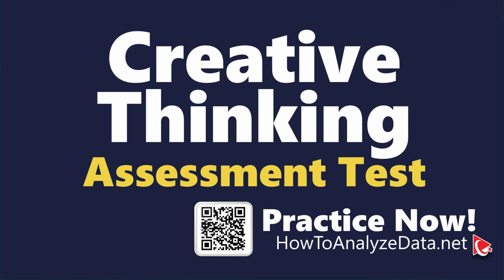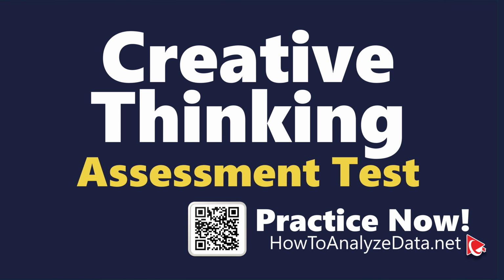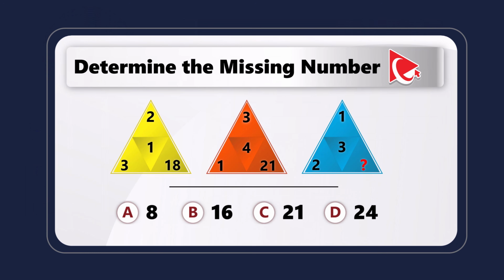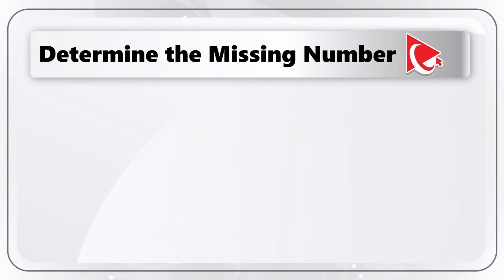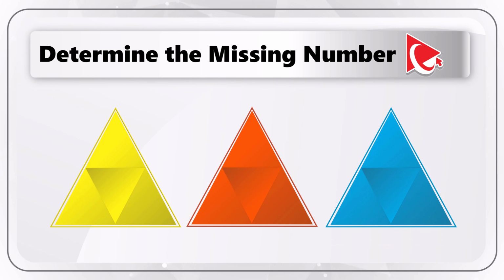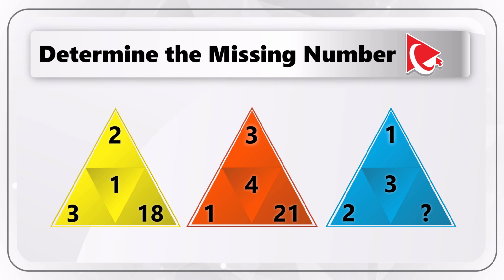What's interesting about this question is that it not only allows you to test your math skills, but also checks your pattern recognition abilities. You're presented with 3 triangles, and you need to determine the missing number. Each triangle has 4 digits inside, 3 digits by the corners, and 1 digit in the middle.